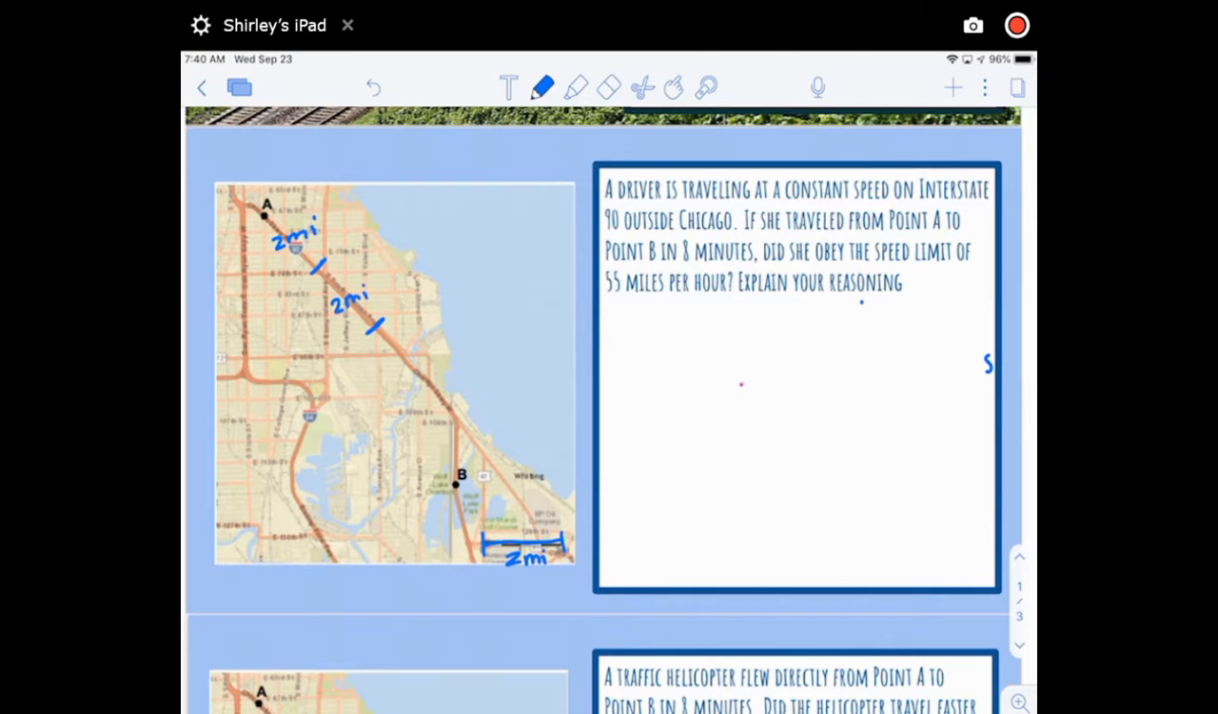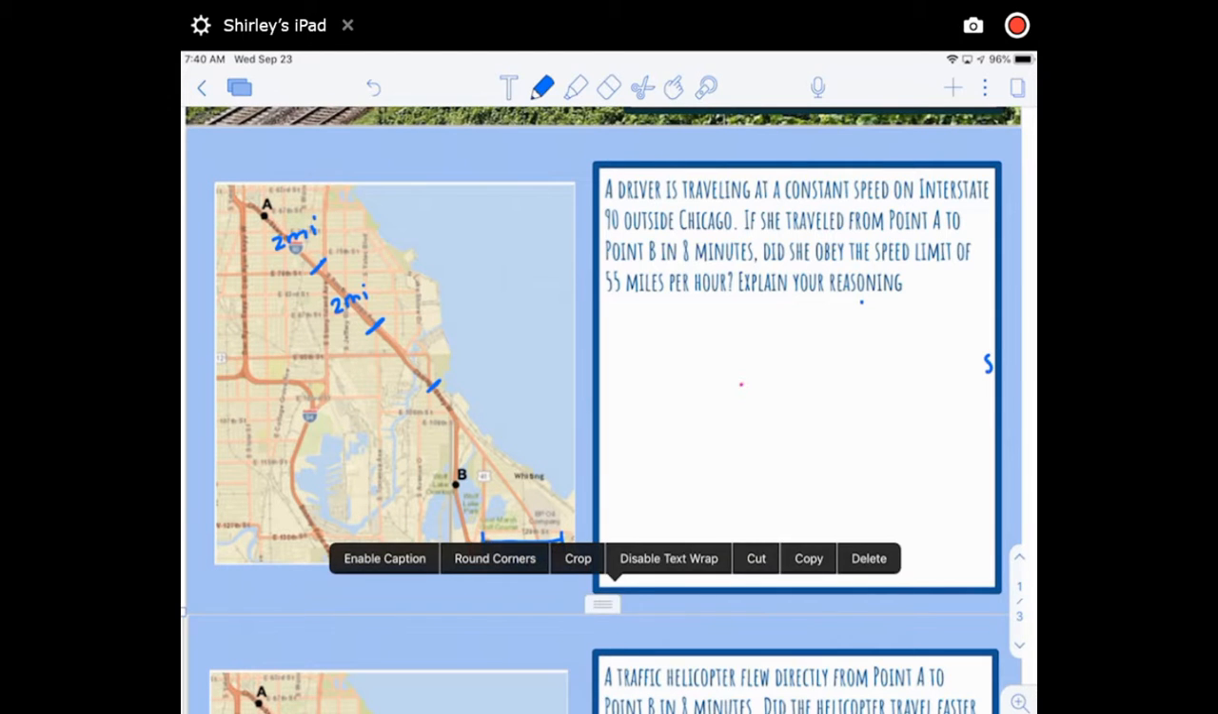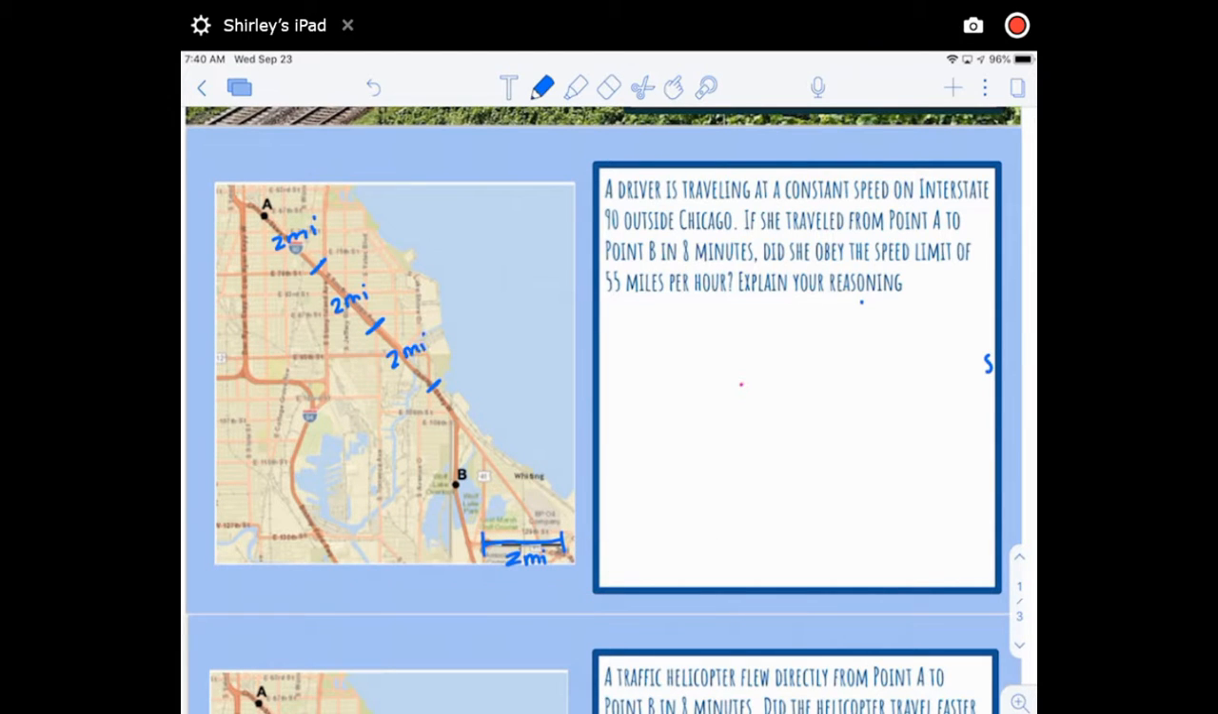So now I'm at 2 miles, 4 miles, 6, 8. Okay, so I fit 4 whole scales, and I have this little piece left over. It looks like it's about a quarter of this length, right? A half would be here. It looks a little bit bigger than that, so it looks like I'm about half of the half. So this looks like it might be about a half mile.